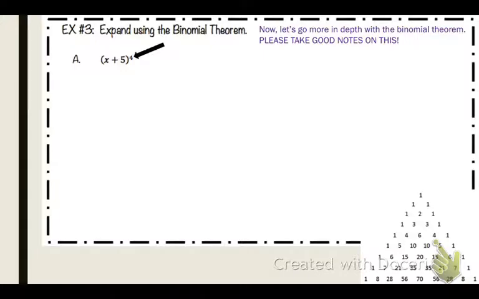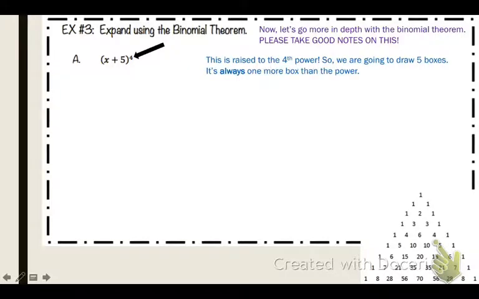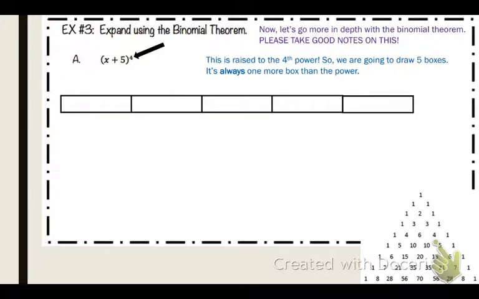Okay, so this is to the 4th power, so we are going to draw 5 boxes. It's always one more box than the power. And I'm just drawing boxes because I have a thing with boxes. I like to keep my stuff organized. Okay, so I'm going to draw these 5 boxes, always one more than whatever the power is.